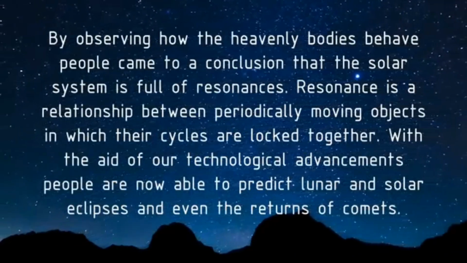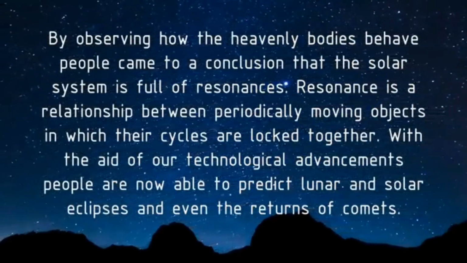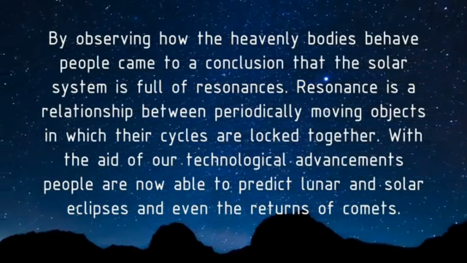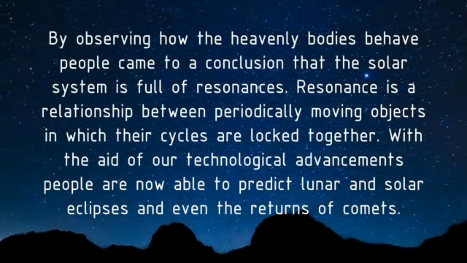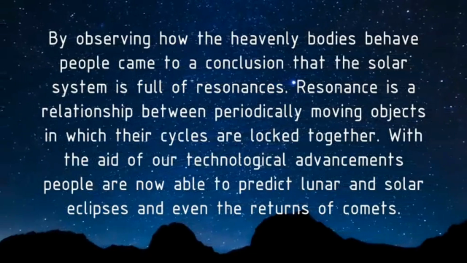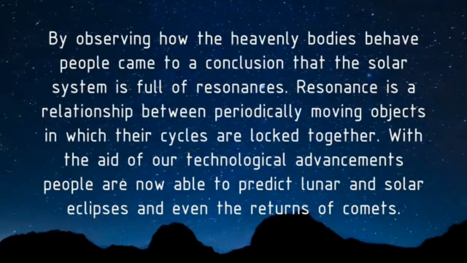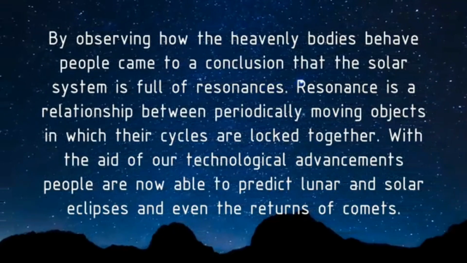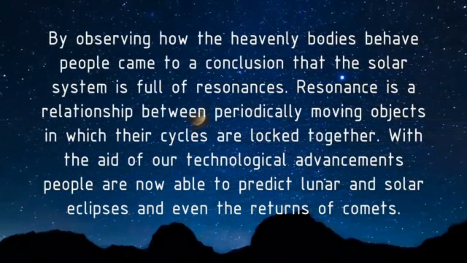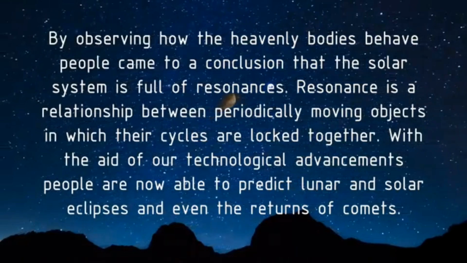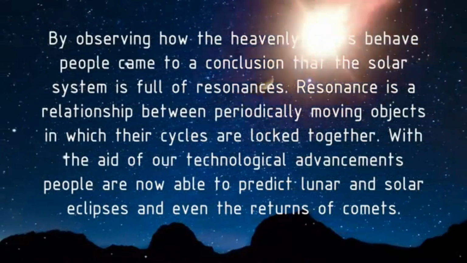By observing how the heavenly bodies behave, people came to the conclusion that the solar system is full of resonances. Resonance is a relationship between periodically moving objects in which their cycles are locked together. With the aid of our technological advancement, people are now able to predict lunar and solar eclipses and even the returns of comets.